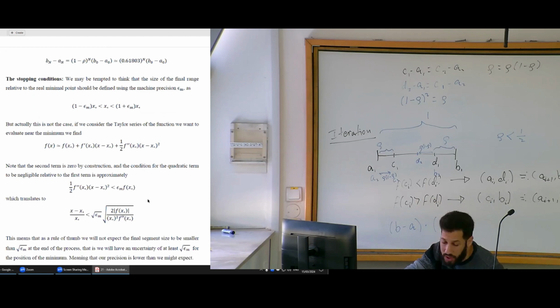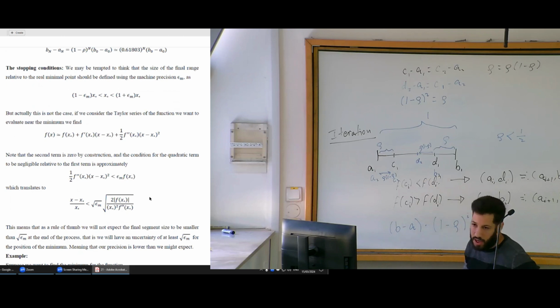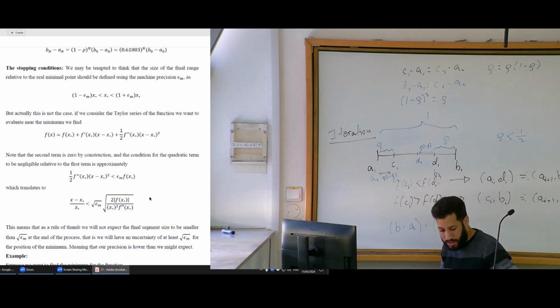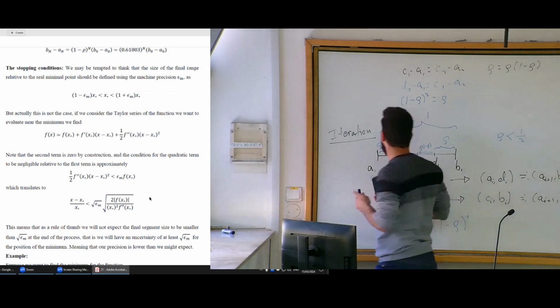And when do we stop? That's the question. So when we make n iterations, we can continue. We will determine some terminating point. Okay, so where is this termination point?